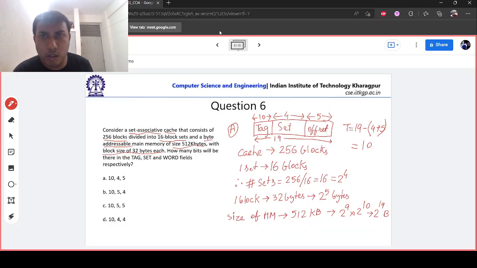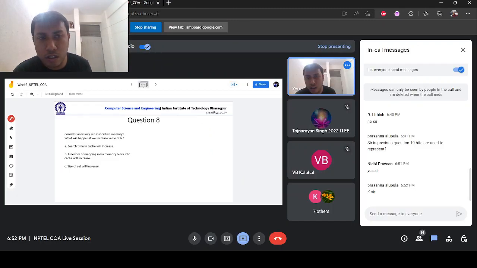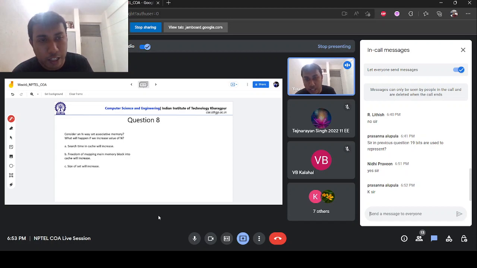So you will understand what a word means and what a byte means. So let's go to the next problem. This says there is an n-way set associative memory. We saw n-way set associative in the last question. What is a set associative memory? It says, what will happen if we increase the value of n? Okay, so what does n represent? This is a very big confusion many face. So n represents that each set in a set associative memory has n blocks.